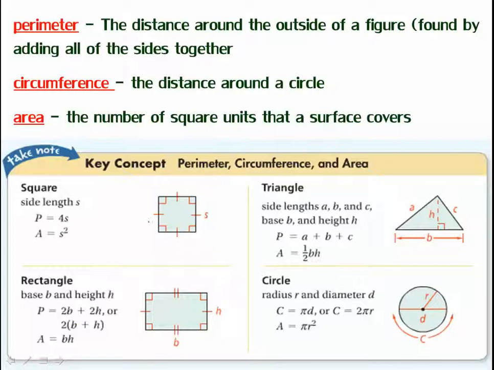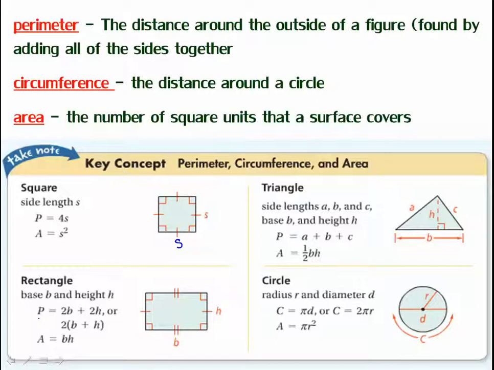Remember, a square has four sides that are equal. So to find the perimeter, we add all four sides. Or another way we could look at this, we could call all sides S, so S plus S plus S plus S could also be written as 4S. Remember, area of a rectangle is length times width, but in a square the length and the width can be called the same thing. So S times S could be restated as S squared.